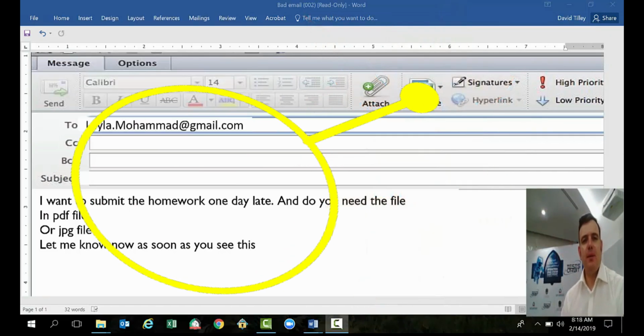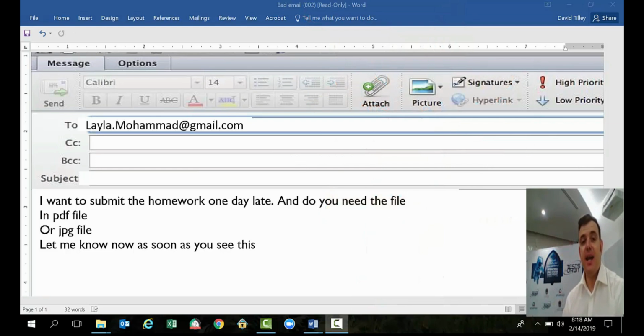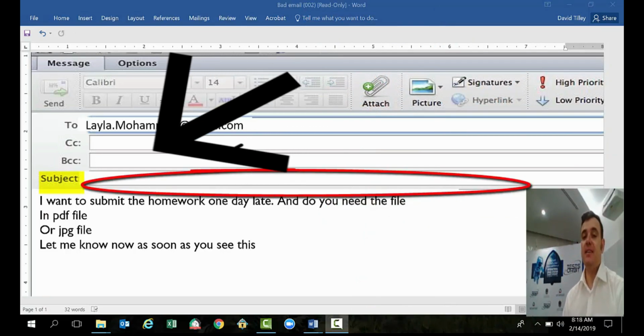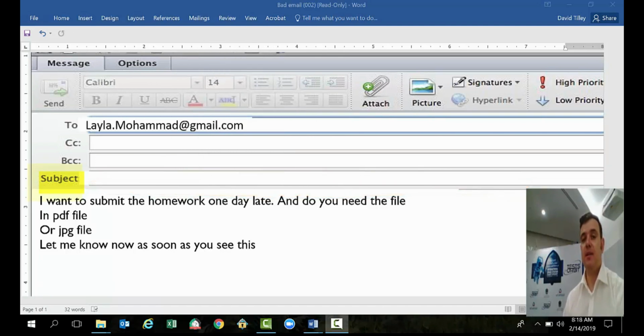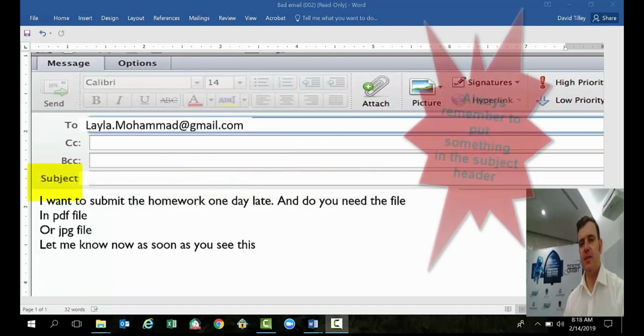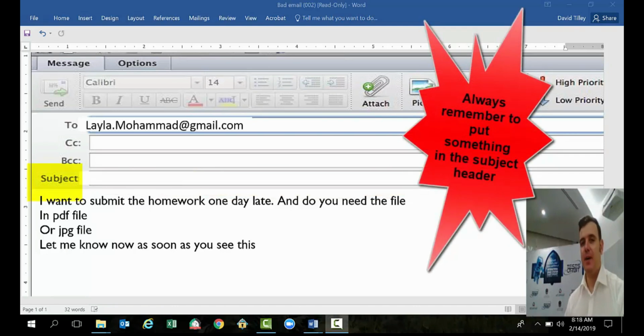Straight away, you could probably see there, if you look at the subject header, there's nothing even in the subject header. So the student that's written this has forgotten to put something in there. Always remember to put something in the subject header, right?